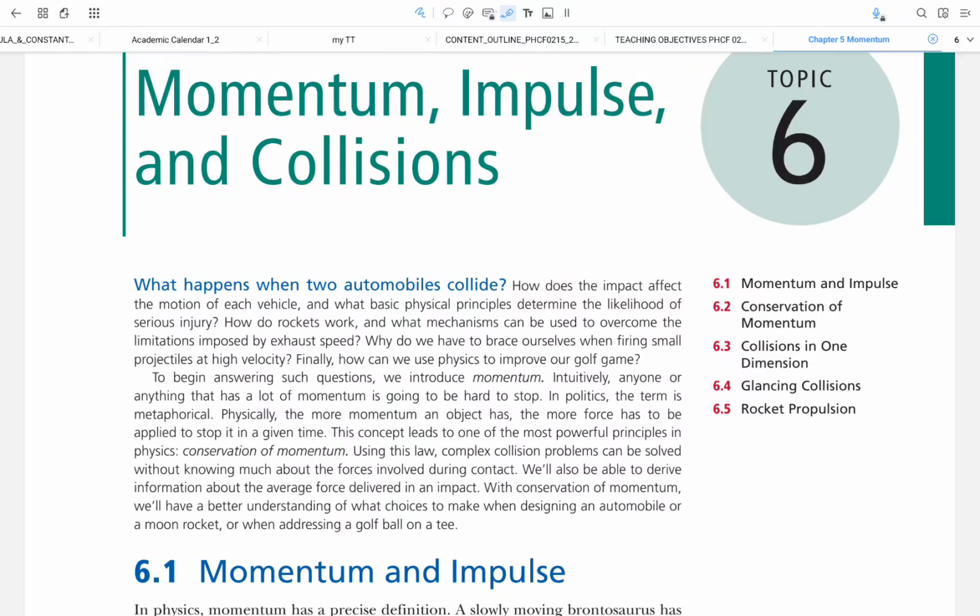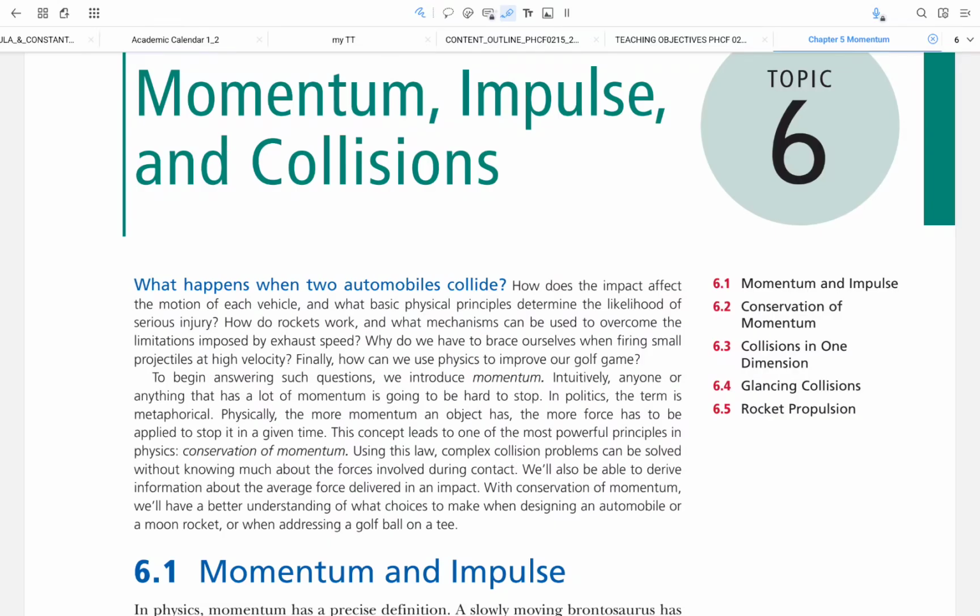So this topic, we have three main components. Number one is to define what is meant by momentum and impulse, and then to employ an expression we call conservation of momentum. This is really quite similar to the concept of conservation of energy. And finally, applying the two concepts together of 6.1 and 6.2 into a situation called collision in one dimension.